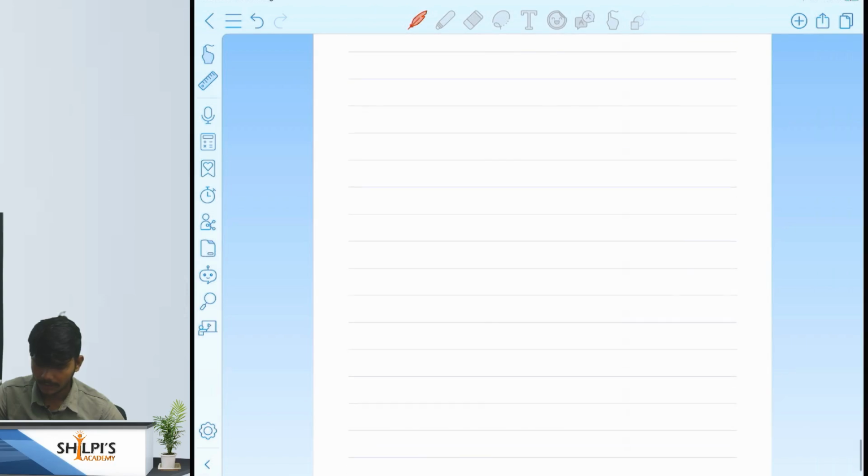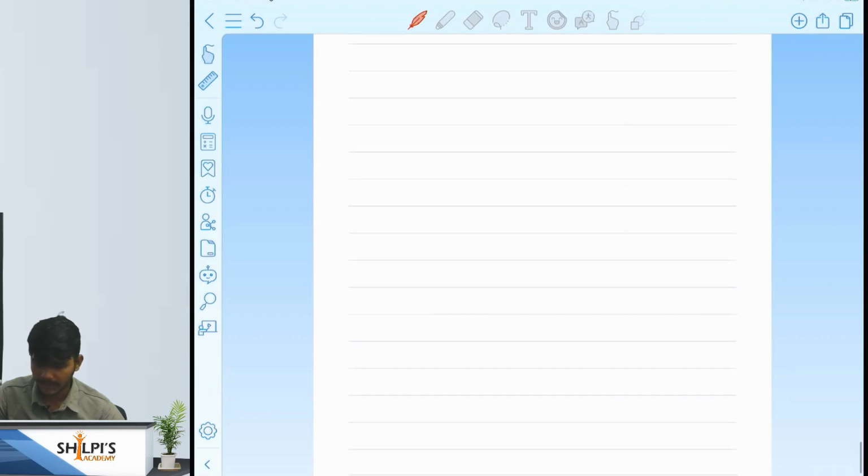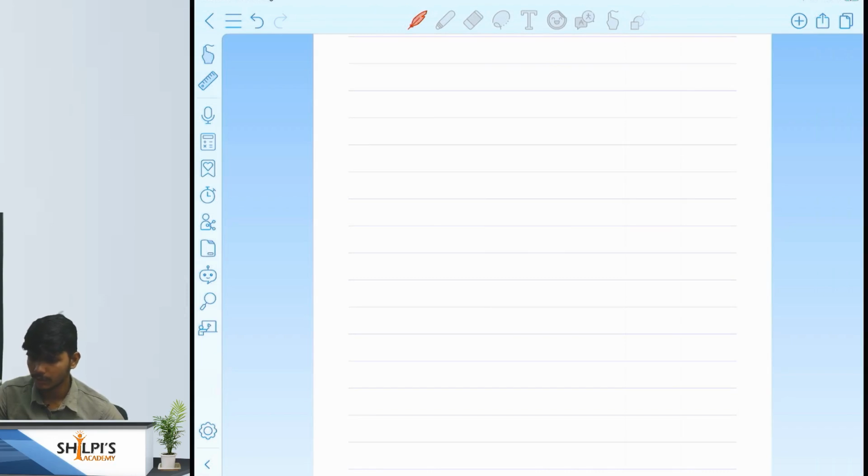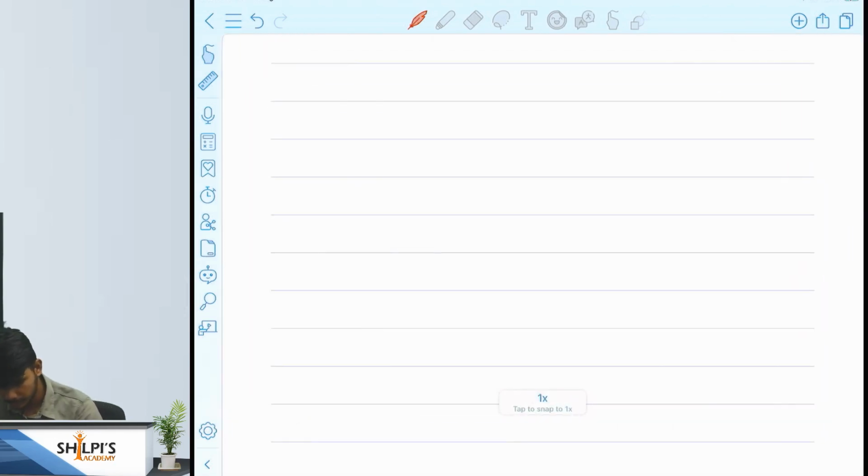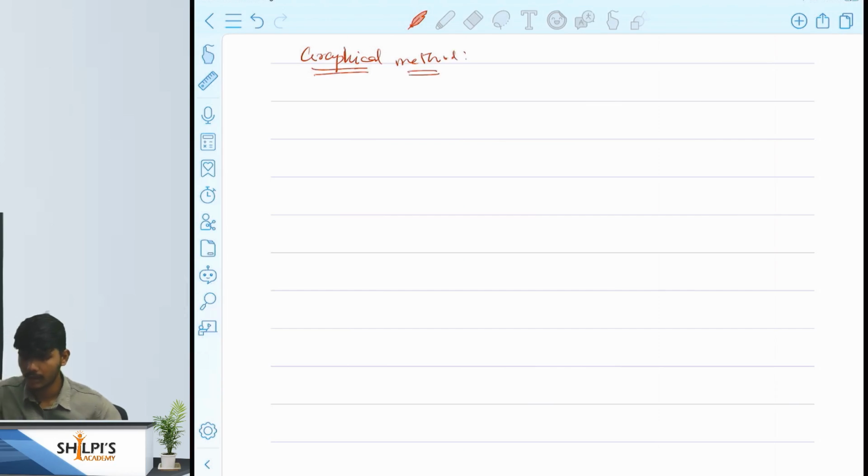Hereafter, we will see some of the descriptive problems. In that, we are going to use the graphical method to solve the problem. Which method are we going to use? Graphical method. Take page number 3.8. In the graphical method, they have given some steps. You have to remember all these steps to solve the problem.